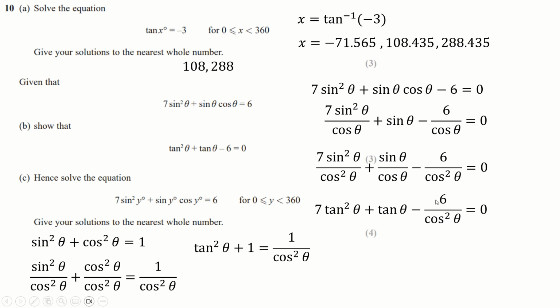But this is clearly 6 times 1 over cos squared, right? So I can just replace that with this stuff here. So I can say this is all this minus 6 times this thing here. And again, it's easy for me to come to this because I sort of know what I'm doing, and I know some stuff beyond the spec. So this was the natural way for me to do it.